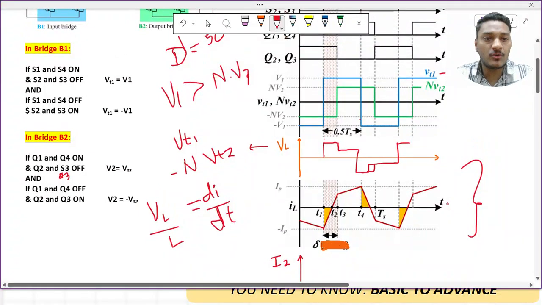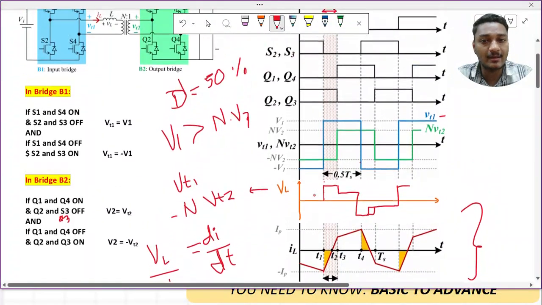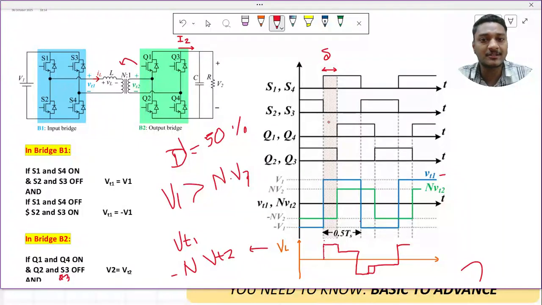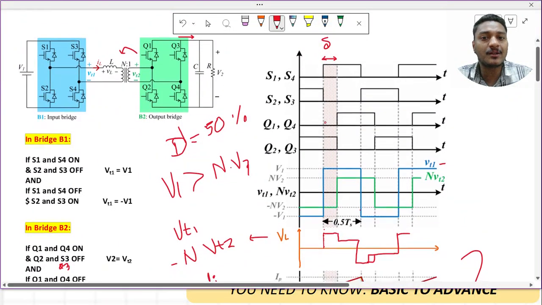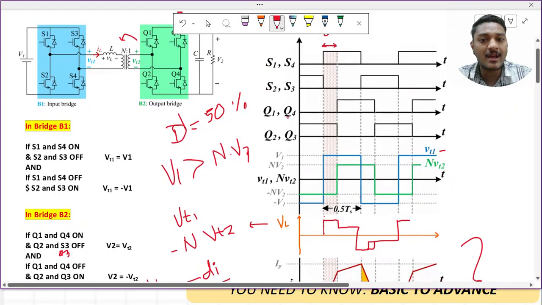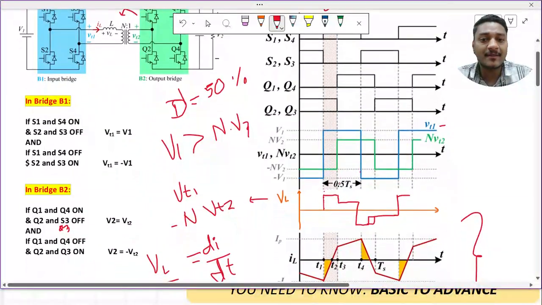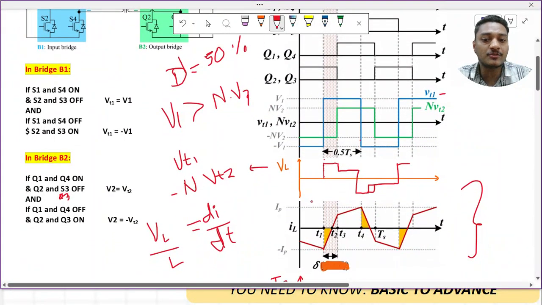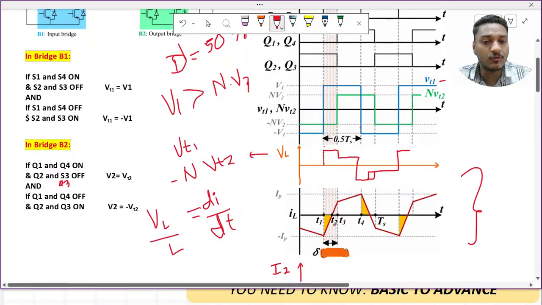Now for any modulation scheme, you should be able to draw the waveforms for VL and IL. You know how the switching patterns work, right? We will draw these in upcoming lectures as well, but for now it's your responsibility to know how the gate pulses are given to the switches, and based on those gate pulses how we draw V1 and n times V2, then how we draw VL, and based on that how we draw the IL waveform. So you now know how to calculate the IL waveform.